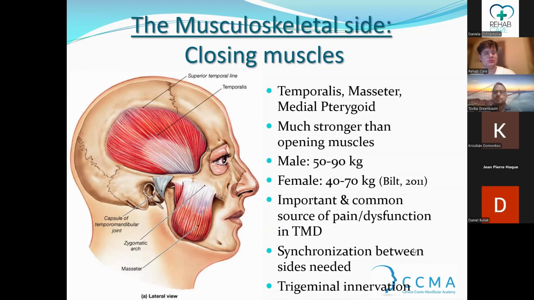The mouth closers are extremely powerful. We have 3 on each side, altogether 6, and they develop up to 90 kilograms in males and up to 70 kilograms among females, quite equivalent to our body weight. So think about it, you can bite as your weight, and that's quite a lot.